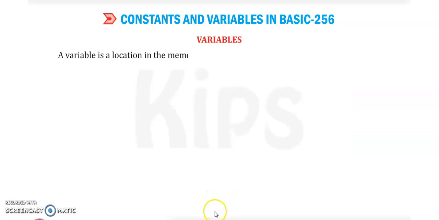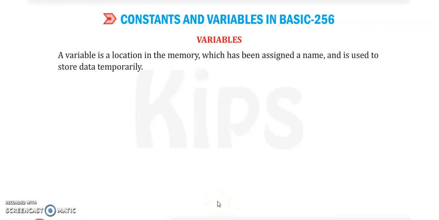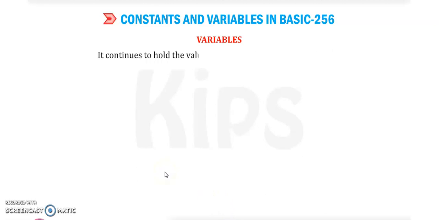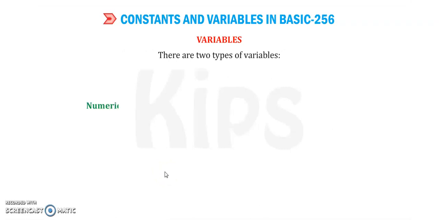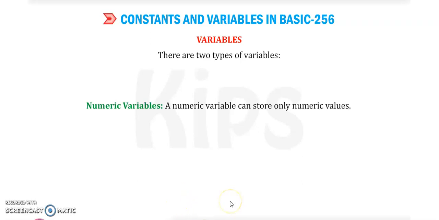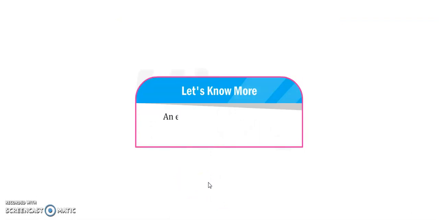Now, what are variables? A variable is a location in memory which has been assigned a name and is used to store data temporarily. It continues to hold the value until another value is assigned to it. There are two types of variables, numeric variables and string variables. Numeric variables can store only numeric values, and string variables can store only string values.